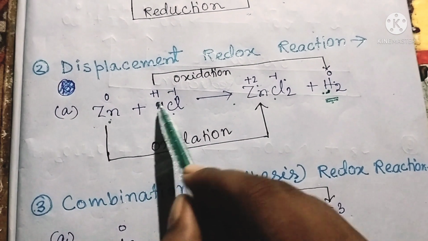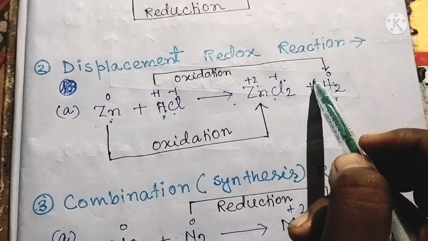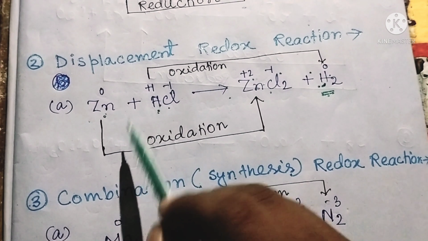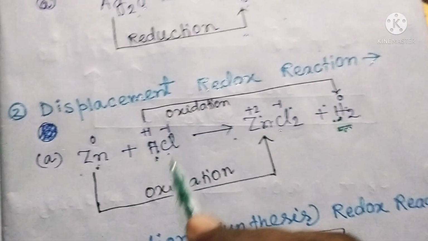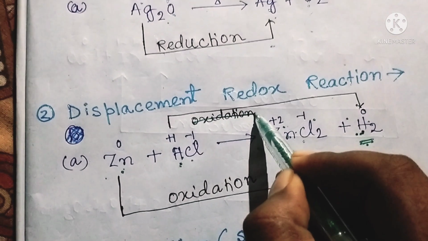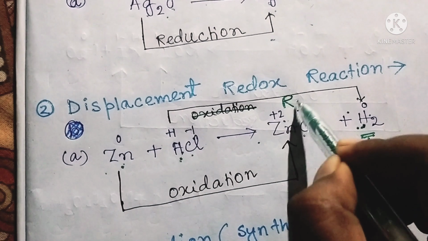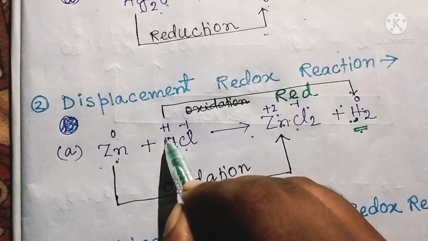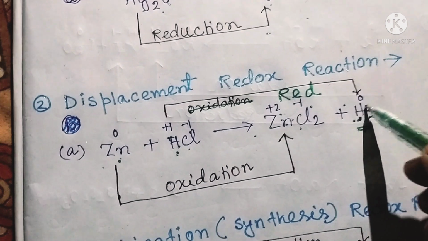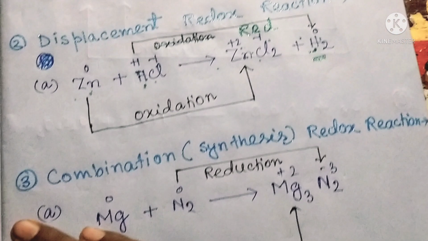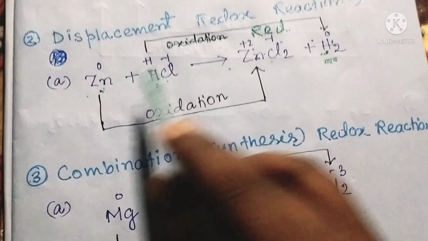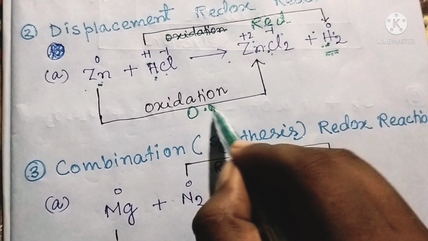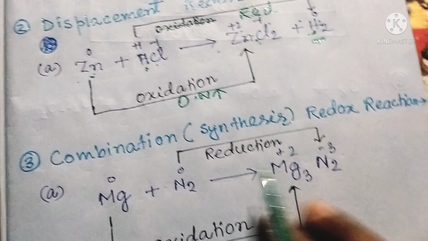Now here +1 to 0, what happens? Oxidation number decreases, so reduction occurs here. Before it was +1, now it is 0, so it decreases. And here 0 to +2, so oxidation number increases, so we get oxidation.